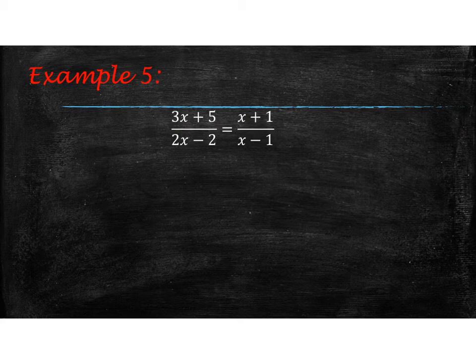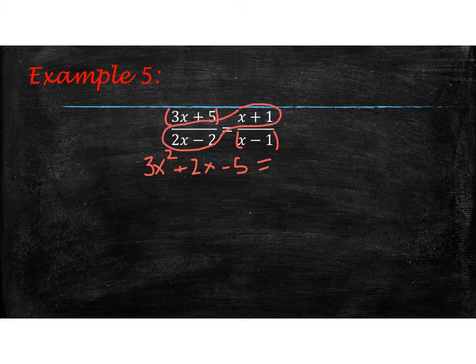Okay, last example. Go ahead and cross multiply. So when I do 3x plus 5 times x minus 1, that would give me 3x squared plus 2x minus 5 equals, then if I multiply these together using FOIL, I would get 2x squared. The x's would cancel, so then I'd have minus 2.